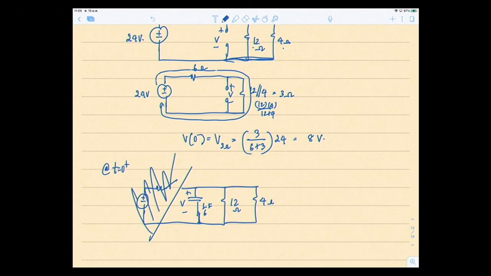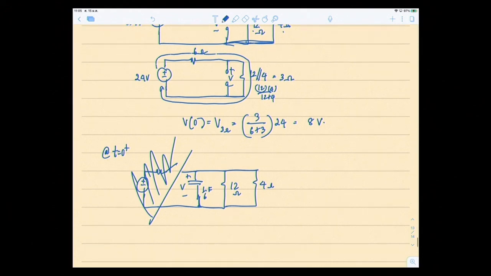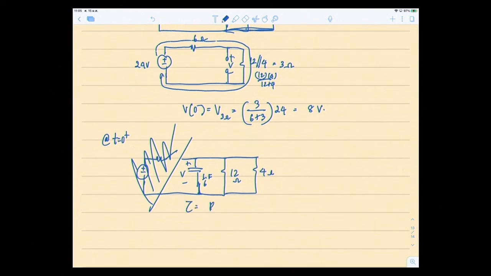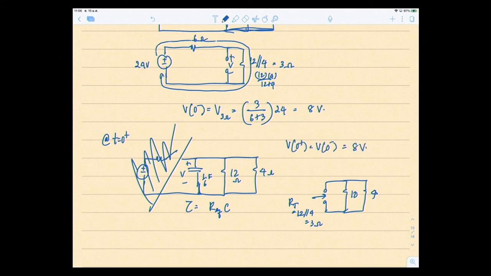So you have RC source free again, with 2 R's this time. You want to find tau, which is R equivalent times C. What's R equivalent? Looking from the capacitor point of view at the 12 and 4, R total is 12 parallel 4, equal to 3 ohms. Oh, I forgot, I should make it good practice: V at 0 plus equals V at 0 minus equals 8 volts. Then we can find tau. Tau is equal to 3 times 1 over 6, equal to 0.5 second.